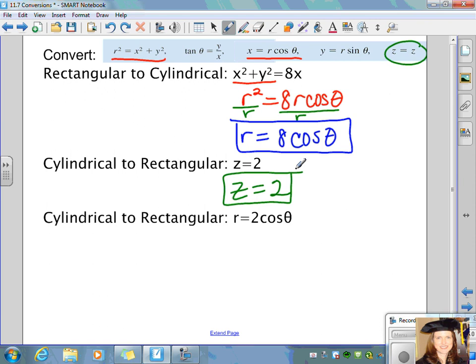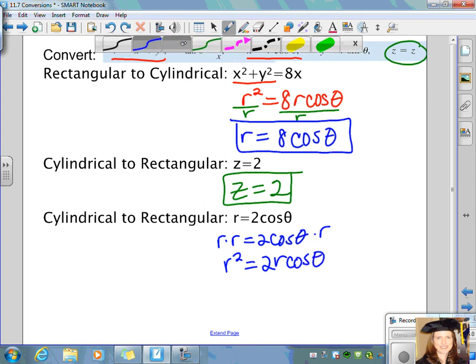Now the last one that we'll do in terms of rectangular and cylindrical coordinate systems is the following. We have r equals 2 cosine theta. Now that does end up looking a lot like the first one on this slide, r equals 8 cosine theta. So to get back to the rectangular system, what we're going to do is multiply both sides of this equation by r. Whenever you do something to the left, you want to do the same thing to the right. So we get the equation r squared is equal to 2r cosine theta.